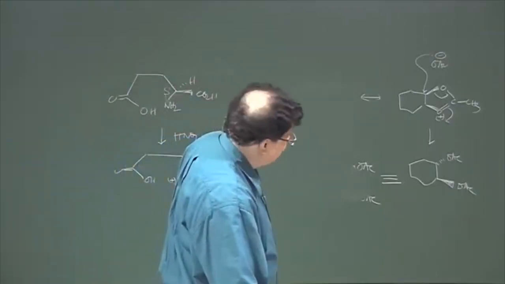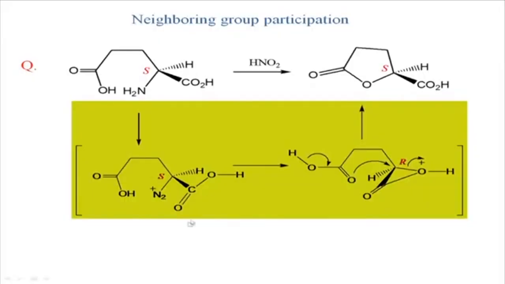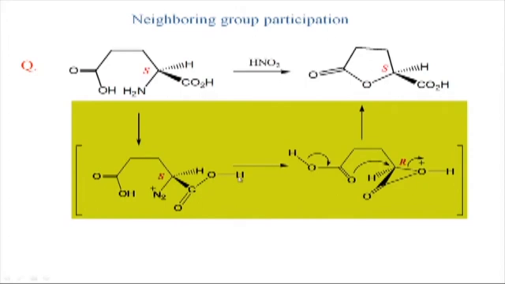So what happens? There is neighboring group participation. Now you come back to the slide. There is neighboring group participation. This oxygen, the carboxy, is very similar to that alpha bromopropionate case.